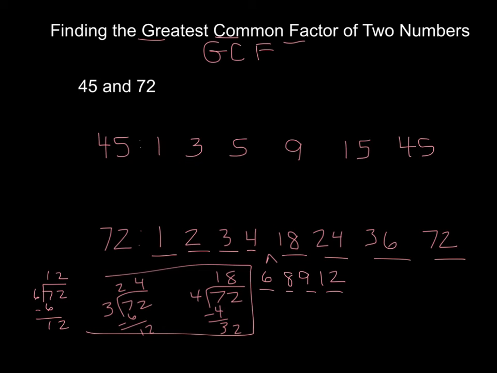Now the question is, which factors, I guess we could say, are in common between 45 and 72? I'm just going to circle all the factors that are common for a second. Okay, 1 is common, 3 is common, 5 is not, 9 is common, 15 is not, and 45 is not. Okay, so the one in common between the two numbers that is greatest is 9. The greatest common factor is 9.